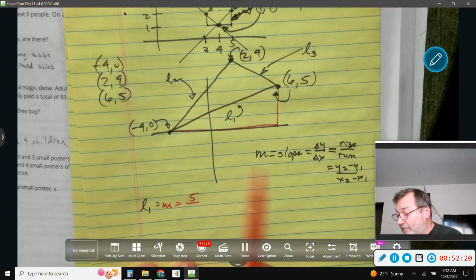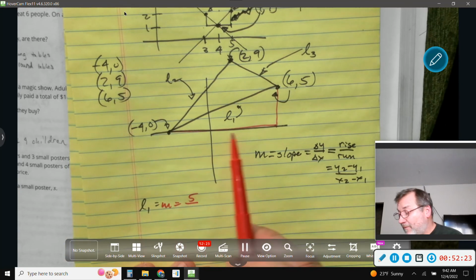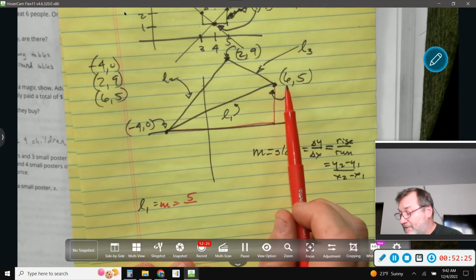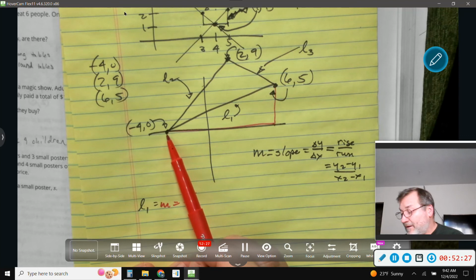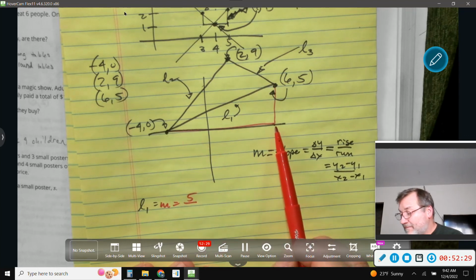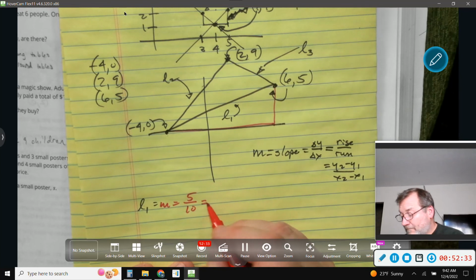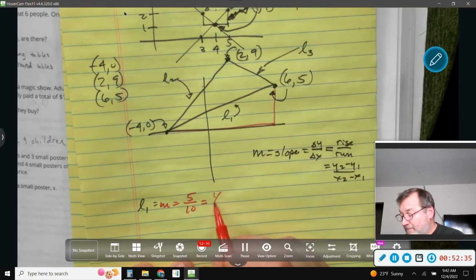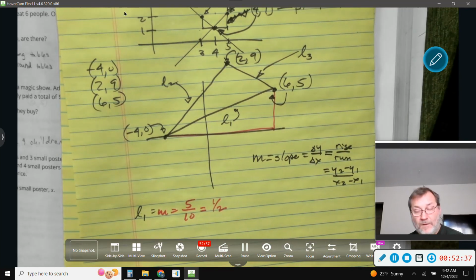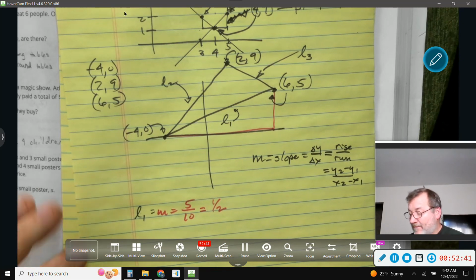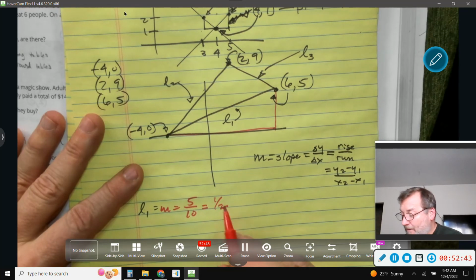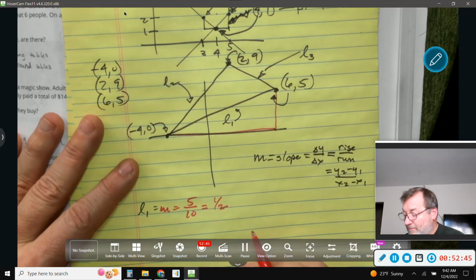And I got to find out the run. So I started at -4 and I went all the way over here to 10, or excuse me, to 6. So I start at -4 and I go all the way to 6. That's 10 units. So 5 divided by 10, the slope is 1/2. Right? So that's fairly simple on that one. I have an equation of 5/10, right? Or slope is 1/2.